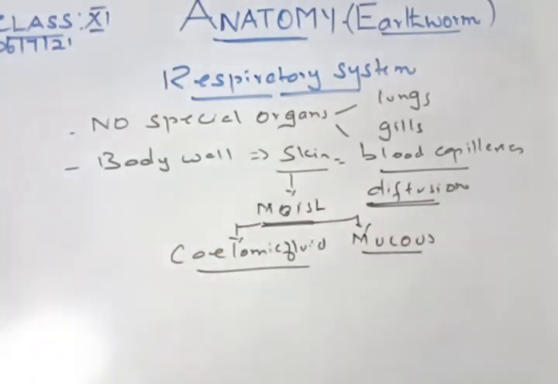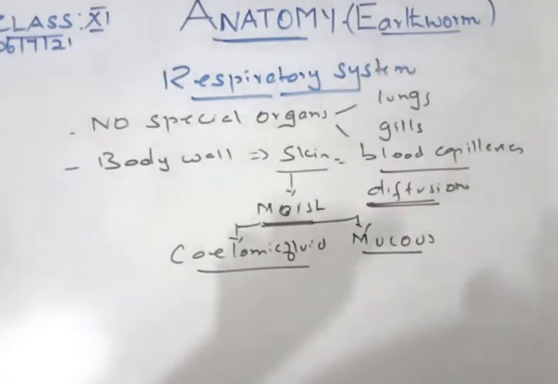So that's all regarding the respiratory system. In the respiratory system we don't have much to discuss. Because of the skin the body wall is kept moist, blood vessels and blood capillaries are there, so diffusion takes place.